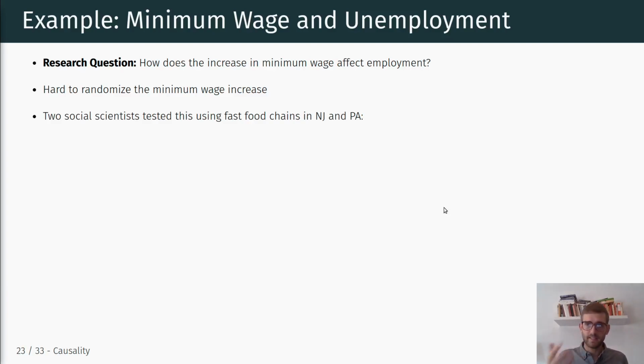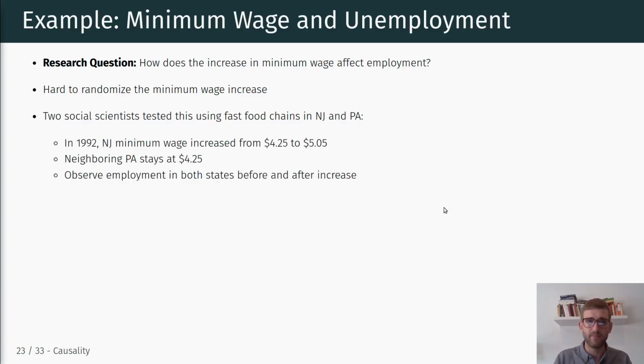Okay, so in the study that is discussed in the chapter, we have two social scientists who tested this using fast food chains in New Jersey and Pennsylvania. And specifically, in 1992, New Jersey increased its minimum wage from $4.25 to $5.05. In the neighboring Pennsylvania, it stayed at the lower level of $4.25. Okay, so the idea is here we use this case to observe unemployment in both states before and after the increase, and then try to provide an estimate of the causal effect of this increase in the minimum wage.